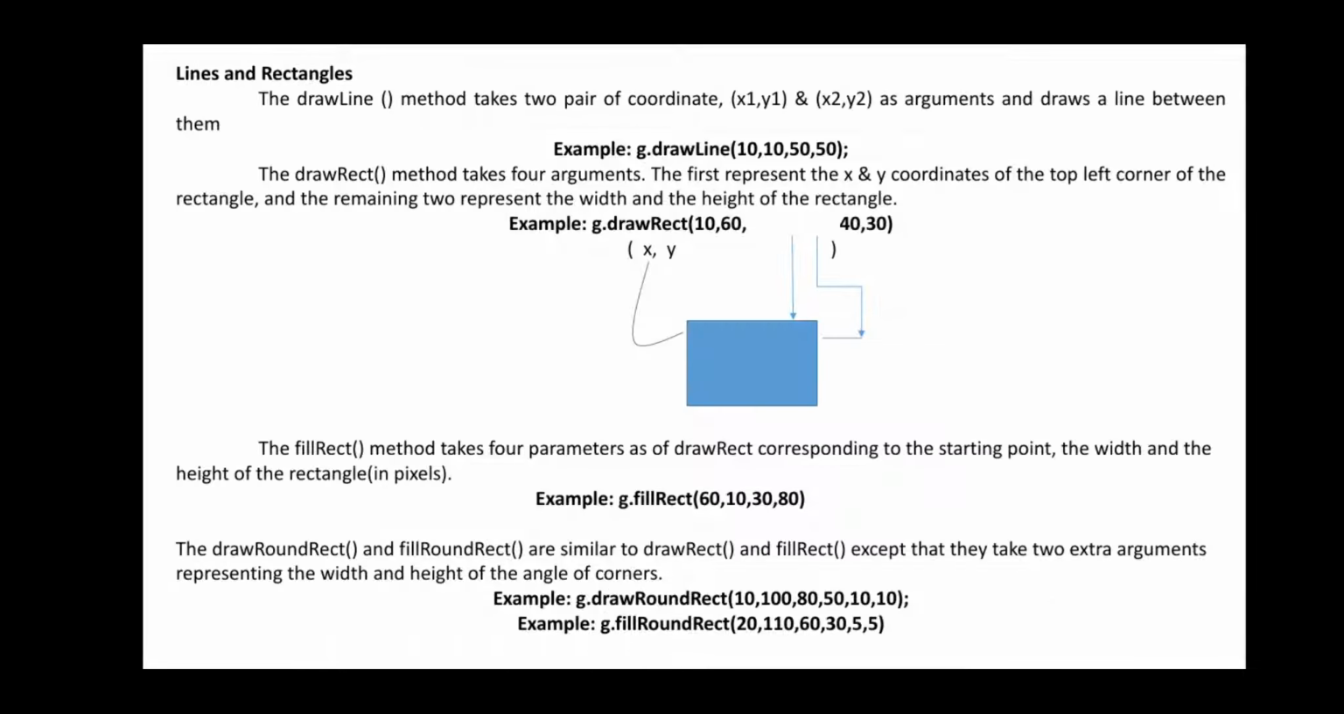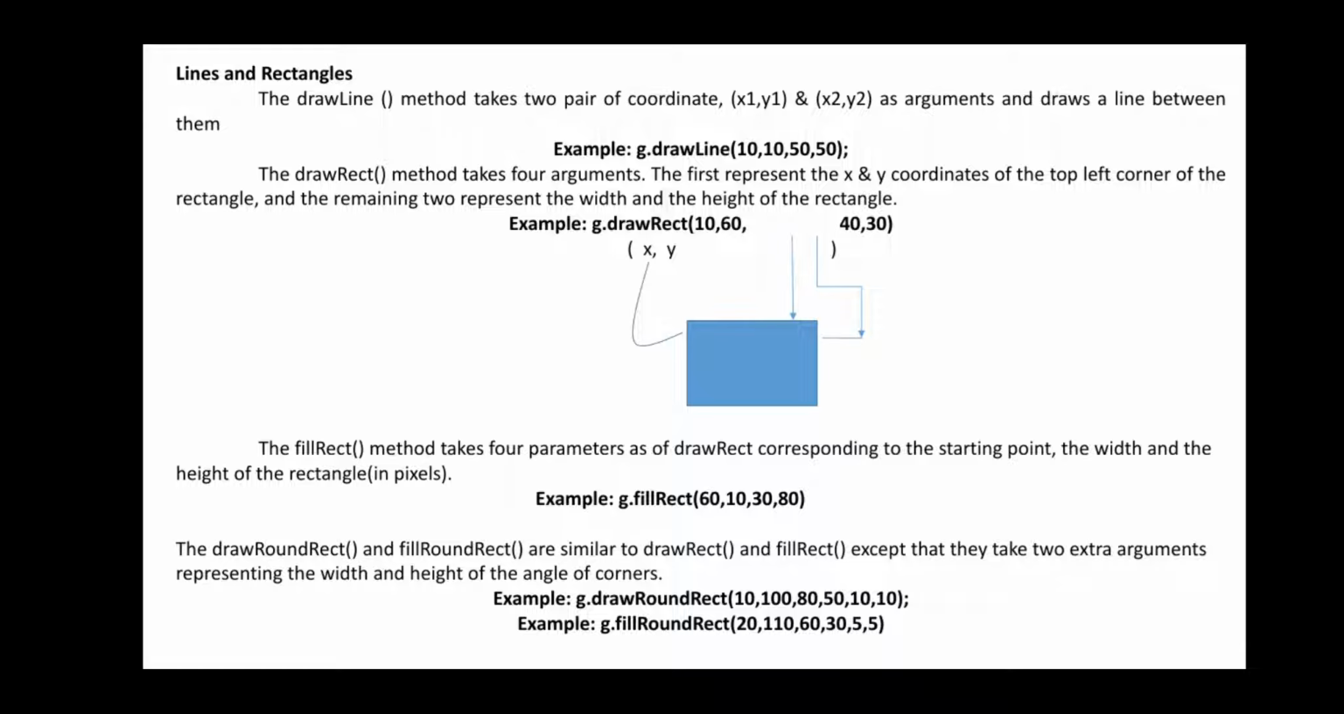We shall see one by one how lines and rectangles can be drawn. A line can be drawn by defining the method with two pairs of coordinate points, x1, y1 and x2, y2, as arguments, and it draws a line between them.